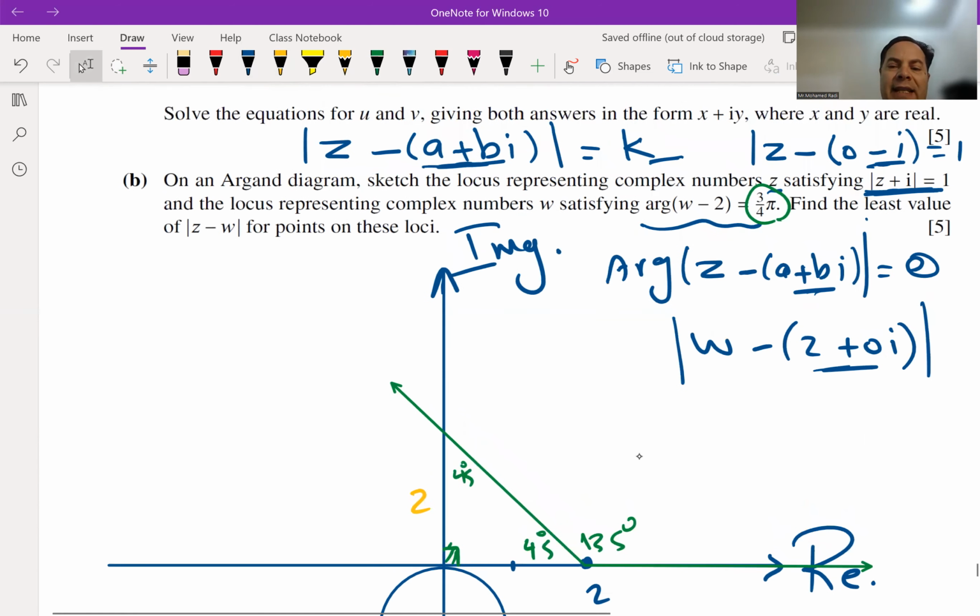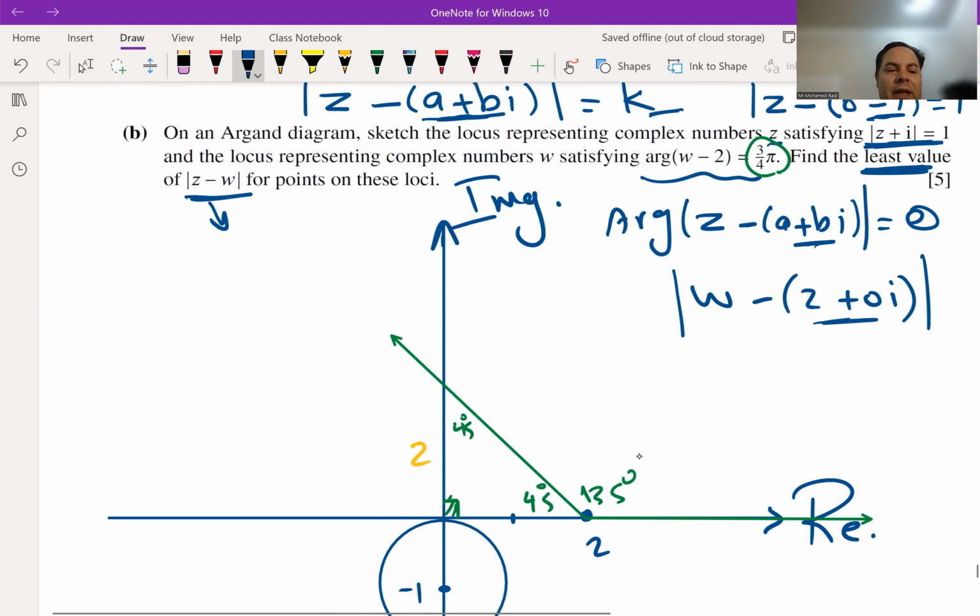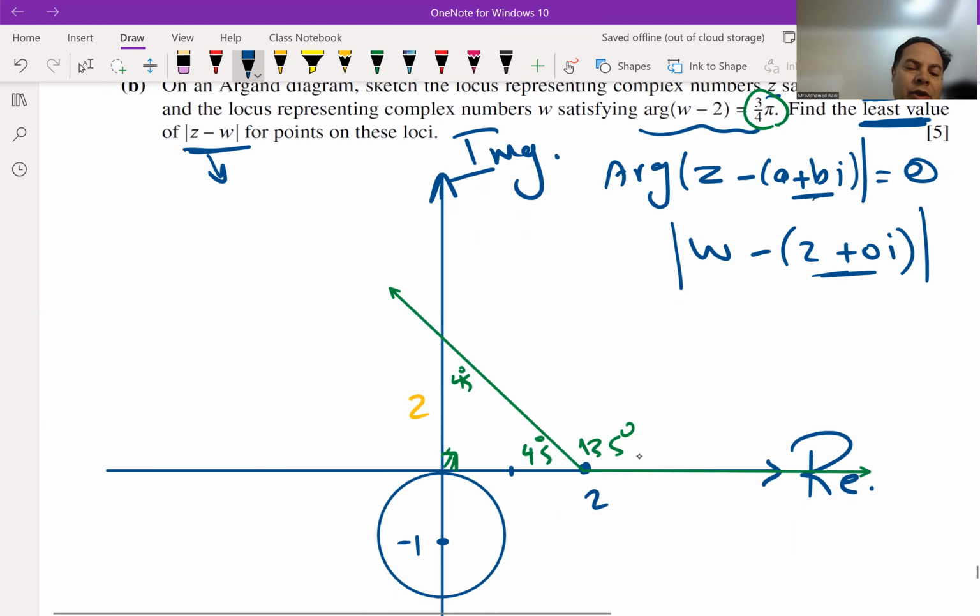He asked to get the least, the lowest value of modulus z minus w, which means the distance in between. z is any point on this circle, and w is any point on this line. Where is the lowest distance exactly? The lowest distance, if we draw a line from this center perpendicular, you will find this part is the lowest distance.